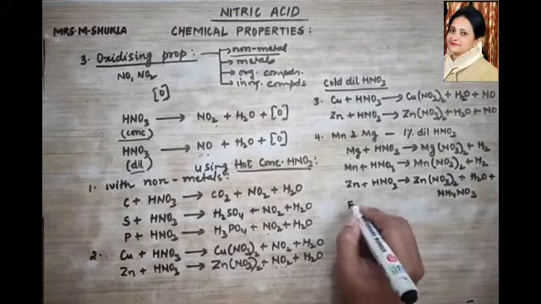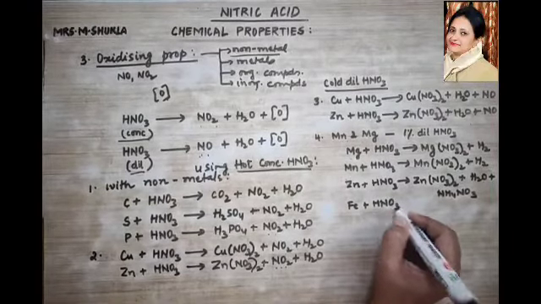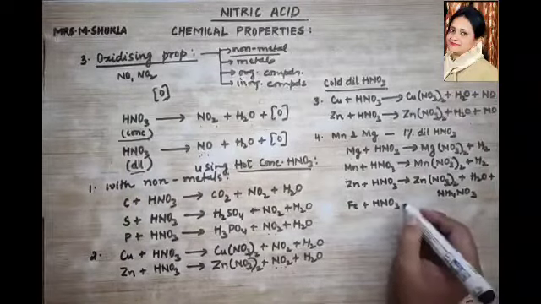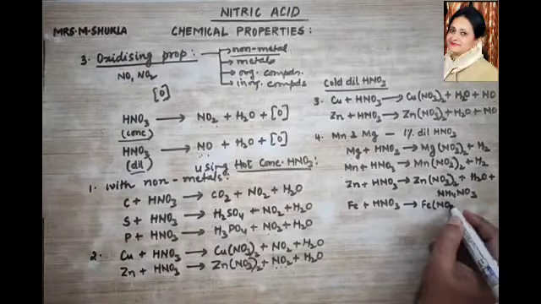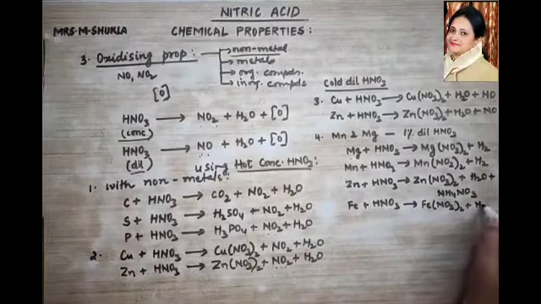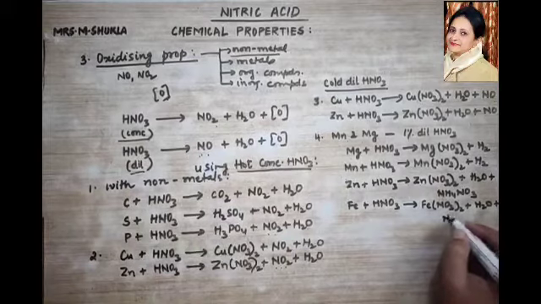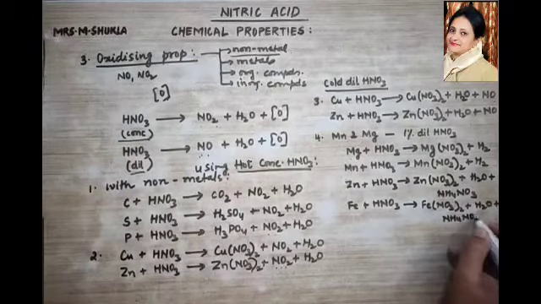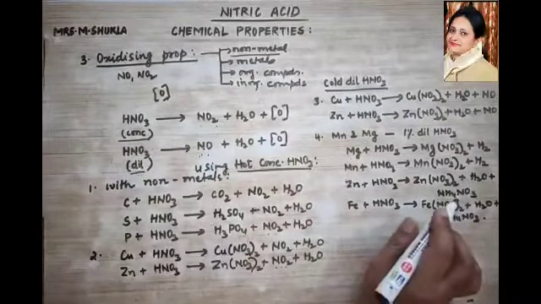For example, iron. Iron can also react with 1% dilute HNO3. Okay, so this can also form Fe(NO3)2. Hydrogen will not be given out, it will get oxidized to water, and what else? Ammonium nitrate will be formed. So I hope all the differences are very clear to all of you.